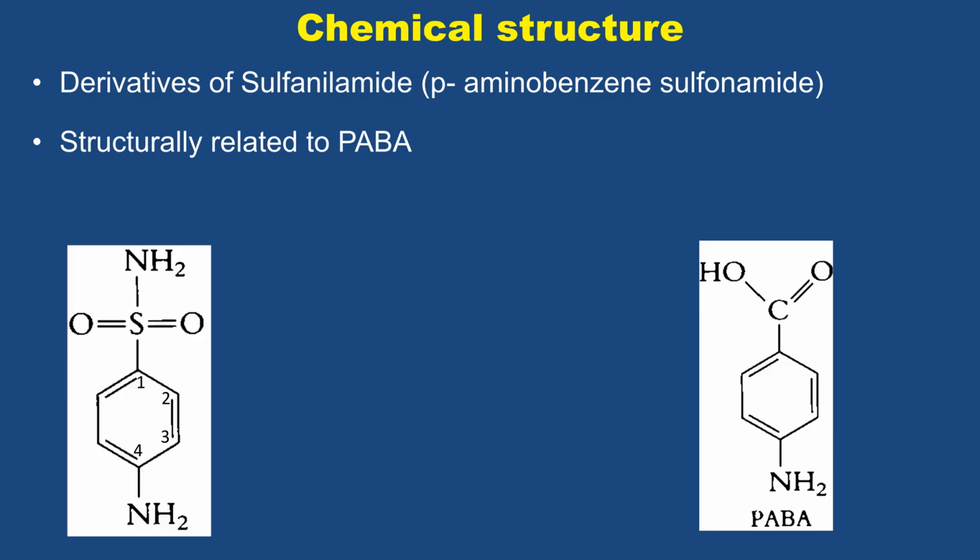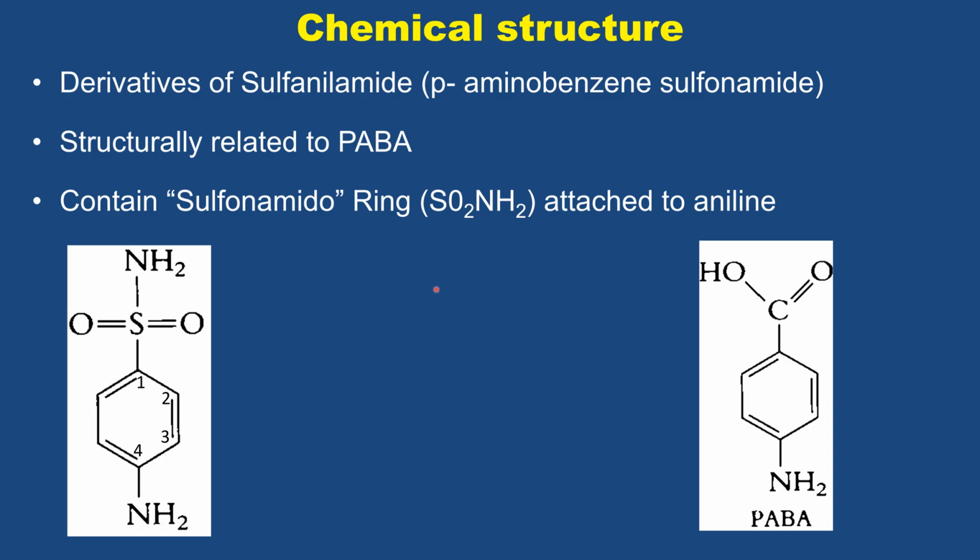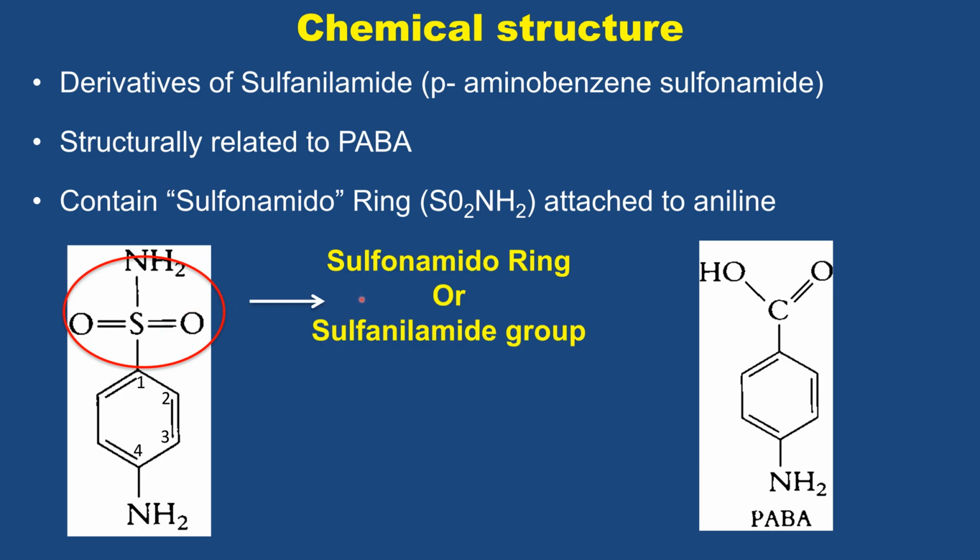In this picture, we can appreciate on the left hand side the structure of sulfonamide, and on the right hand side the structure of para-aminobenzoic acid, which are structurally similar. Sulfonamides contain the sulfonamido group or sulfonamido ring. This is the sulfonamido ring attached to the aniline.